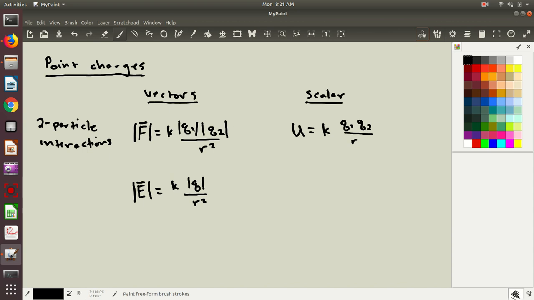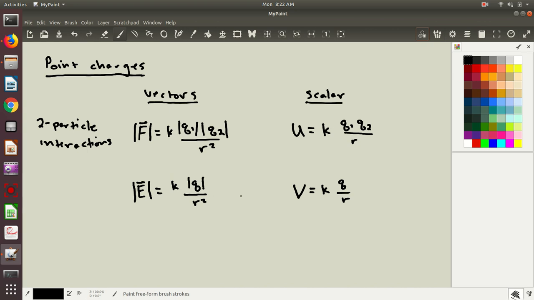These two particle interactions are the basic real quantities that we tend to think of as actually existing. And the other quantities are ones that we derive from those to make the math a little bit easier. To complete this table, by analogy with the way we defined electric field from forces, we defined electric potential from the energy. So the electric potential for a point charge, I take U and divide it by the passive charge. So I just get K Q over R. And this then completes the table.